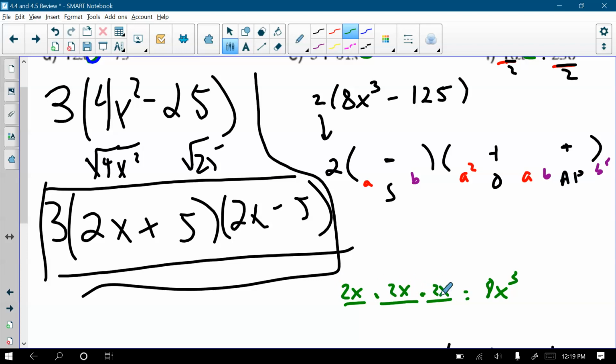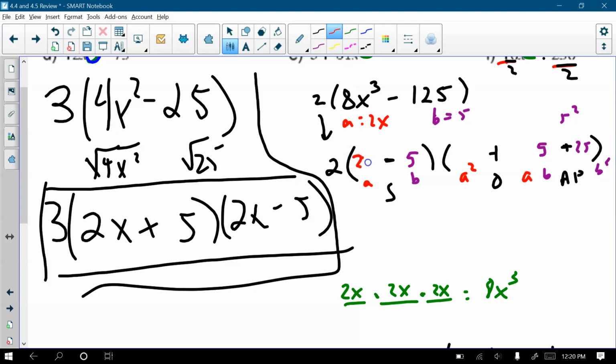Because 2 times 2 times 2 is 8, and I have 3 x's, so a is 2x. Okay, something times something times something is going to be 5, so b is 5. Okay, so let's go and plug them in here. Minus 5 here, I need a 5 there, and I need 5 squared. 5 squared is 25.